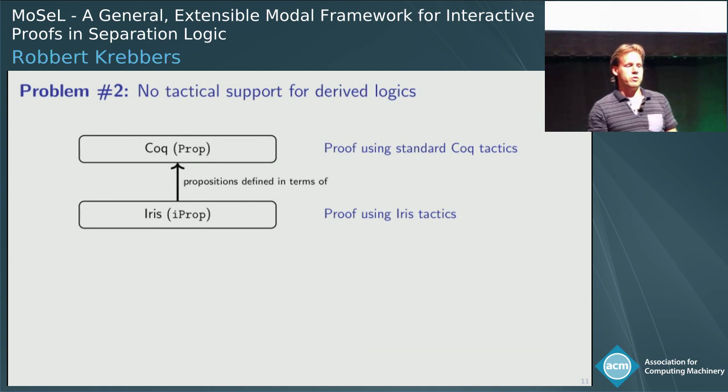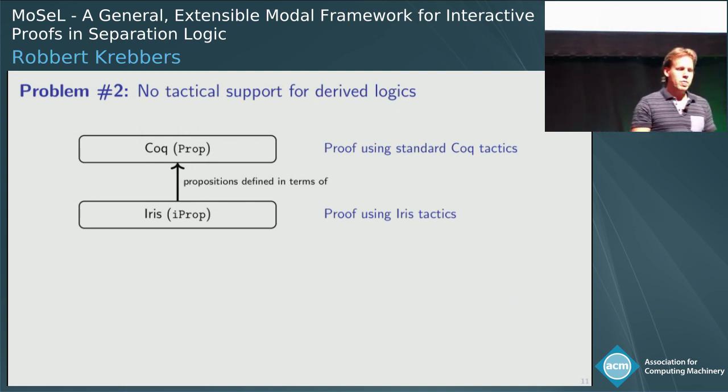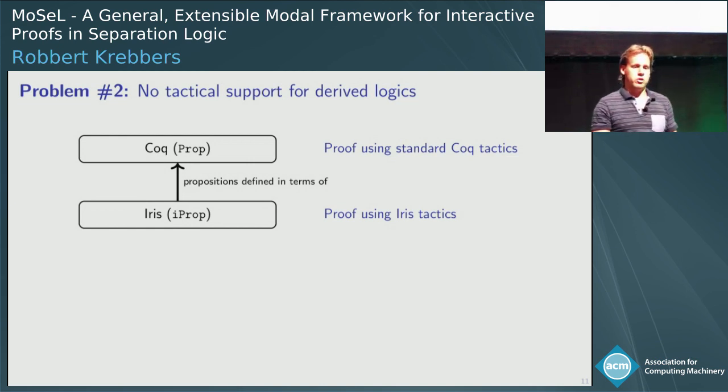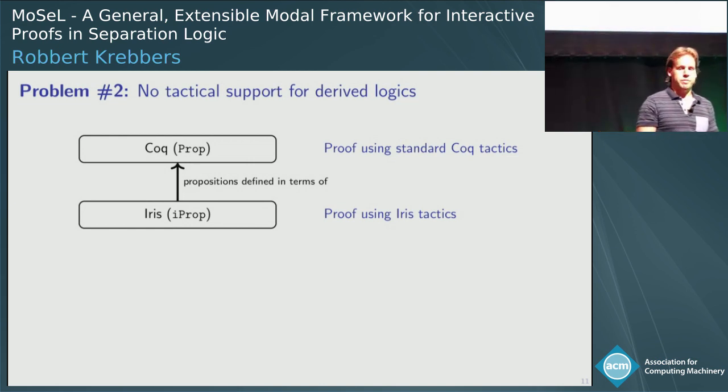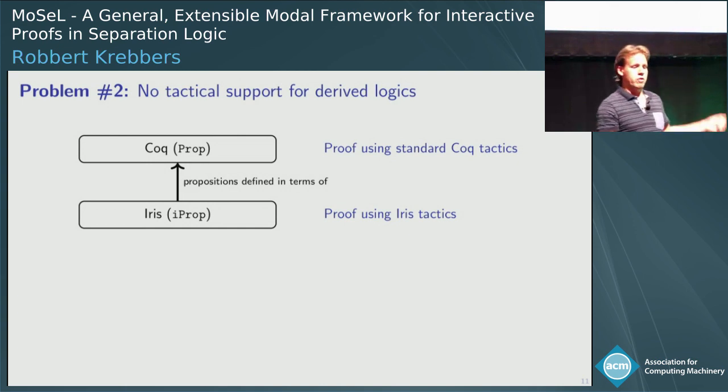Apart from this problem that Iris and Iris Proof Mode have this affinity axiom built in, there's yet another problem with the setup. There is not really support for reasoning in these derived logics. So you can use Iris and Iris Proof Mode to define your own derived logics, but reasoning in them is more of an issue. So let's see why. Iris itself is defined in terms of the Coq logic.